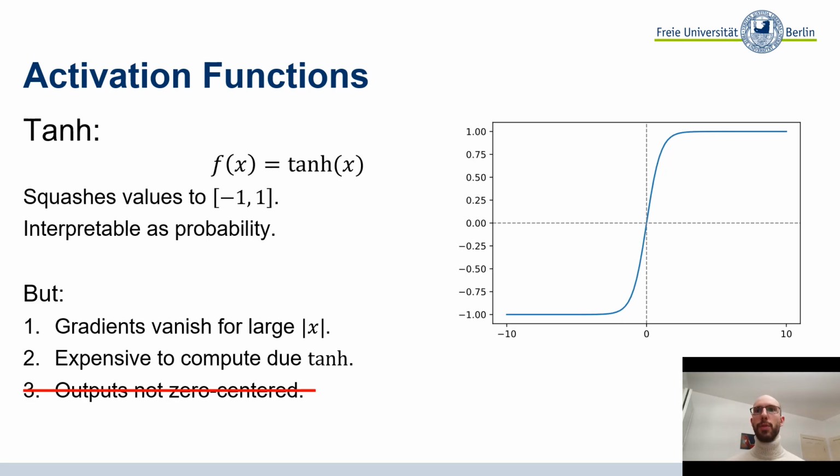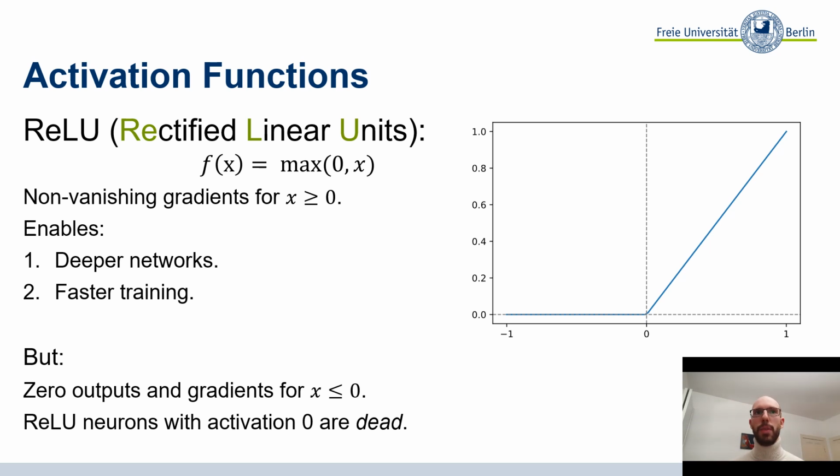And we can solve at least one of those problems using the tanh function, because the tanh function looks basically like the sigmoid function, but it goes from -1 to 1. And going from -1 to 1, obviously the problem of having the outputs not zero-centered isn't there anymore, but it has the other two problems: vanishing gradients for large absolute values, and it's expensive to compute. So let's see what the ReLU function does.